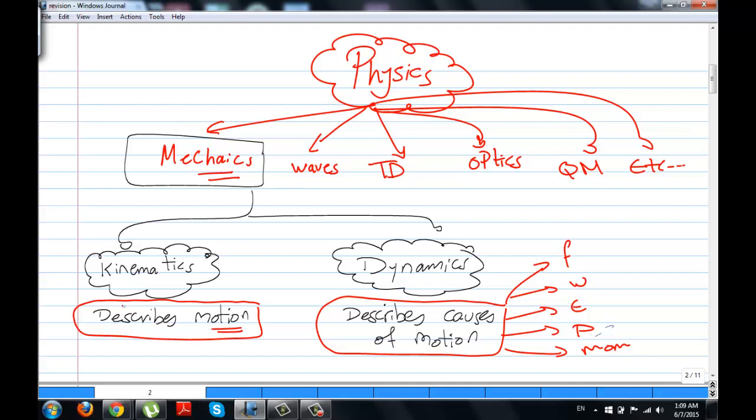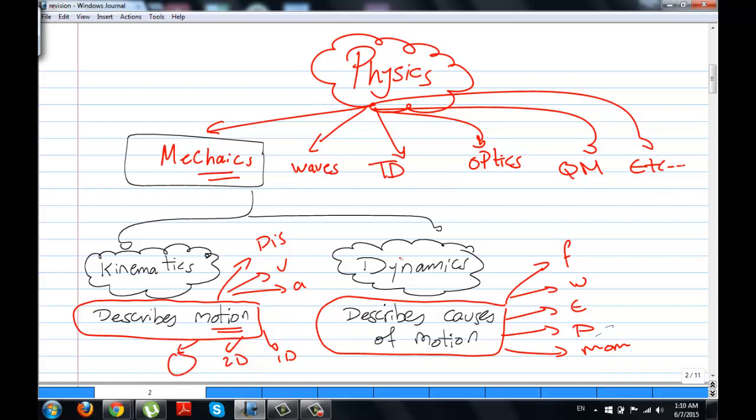Mechanics is also classified into main topics, and the main topics of mechanics are kinematics and dynamics. Kinematics is basically the branch of mechanics that describes motion, while dynamics is the branch of mechanics that describes the causes of motion. Kinematics describes motion through displacement, velocities, accelerations, one-dimensional motion, two-dimensional motion, and circular motion.